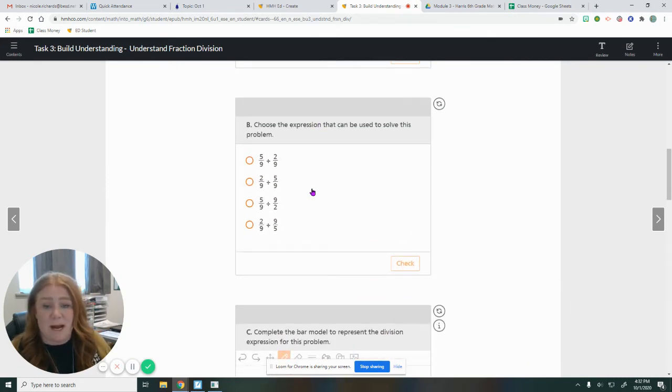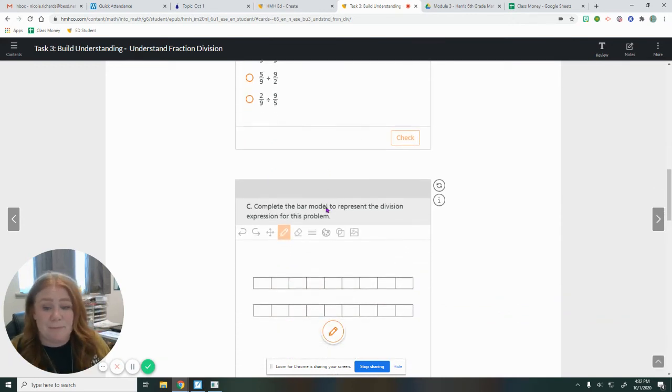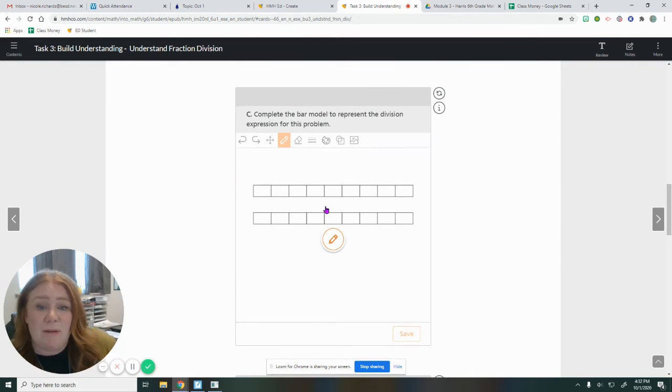And then we're going to write what is the expression. So remember, the one we have is our first number, the dividend. That goes in the front. What we want to put it into groups of is what we divide by and should be in the back. Hey, we're going to complete the bar model to represent this problem here.